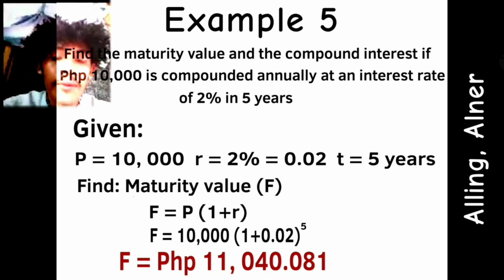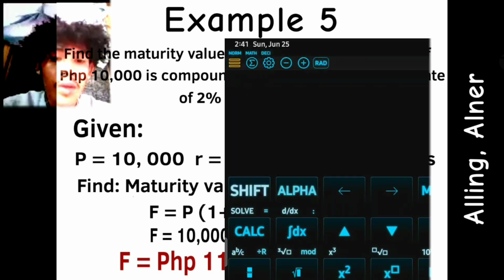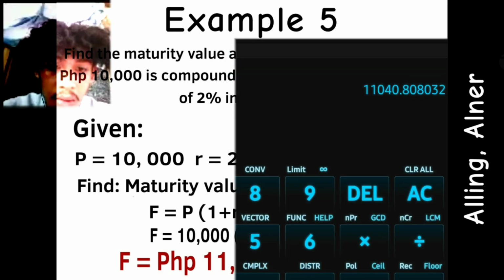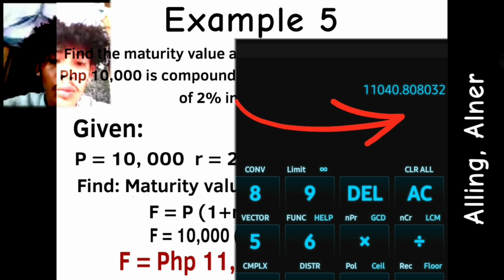Example number 5. Find the value F in the compound interest of 10,000 compounded annually at an interest rate of 2% in 5 years. Given principal equals 10,000, rate equals 2% or 0.02, time is 5 years. F equals P times 1 plus r raised to t. F equals 10,000 times 1 plus 0.02 raised to 5. F equals 11,040.81.